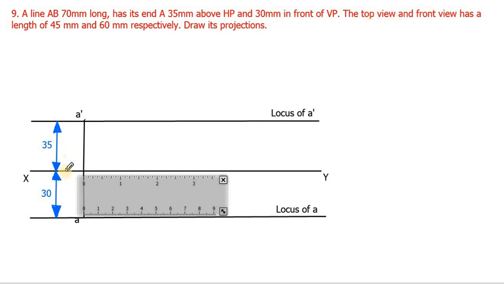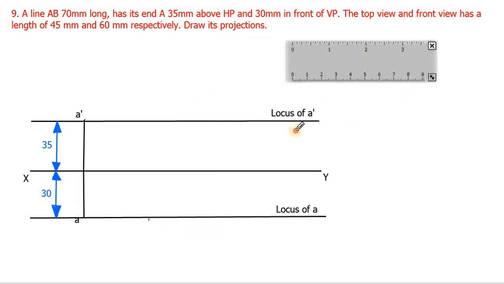So the top view will come below XY line. So the length is 45 mm. So take the scale and keep on locus of A and mark 45 mm. So 40, 45. Let us mark one point. Okay, so let us name this point as B1. So I will tell at last why this is named as B1.